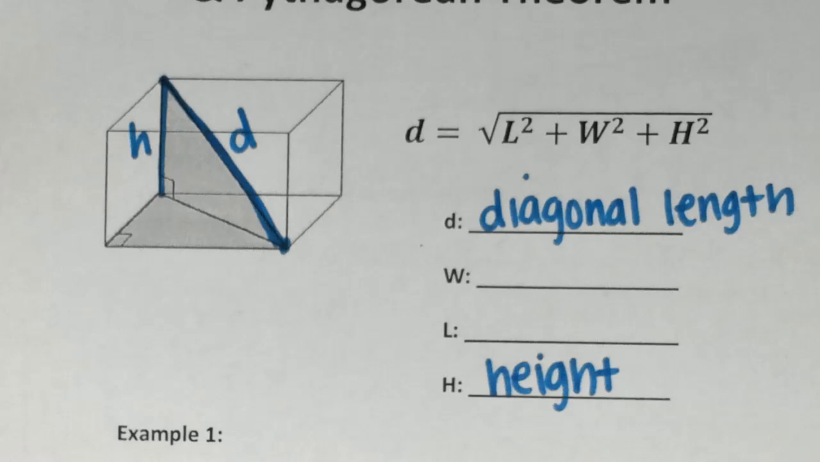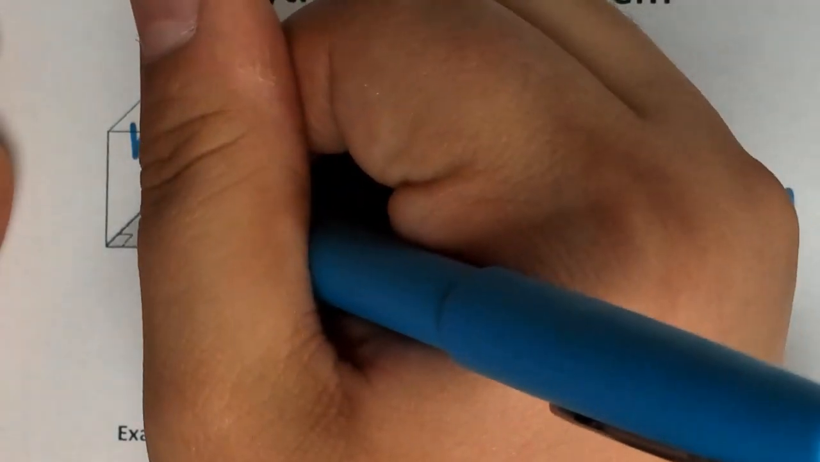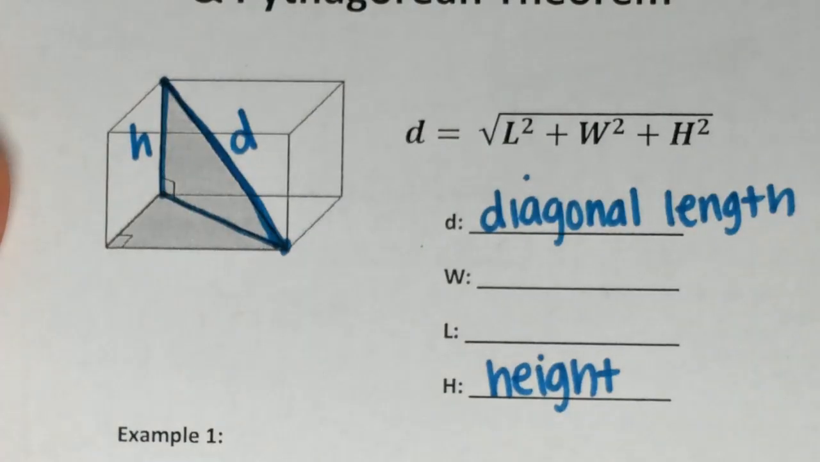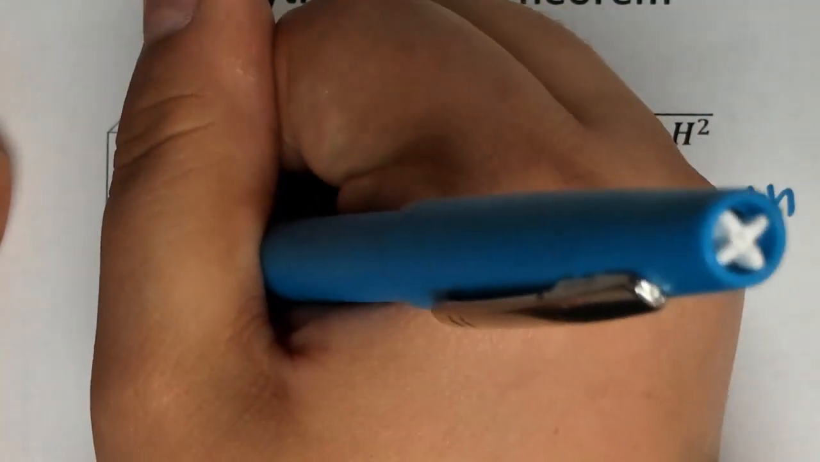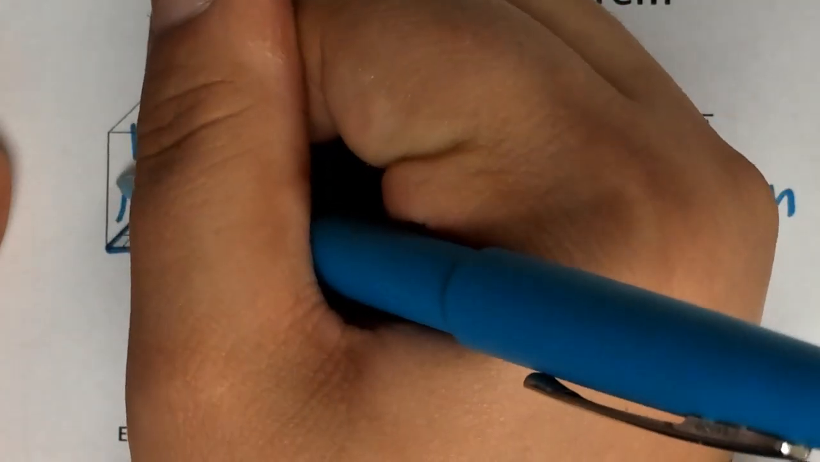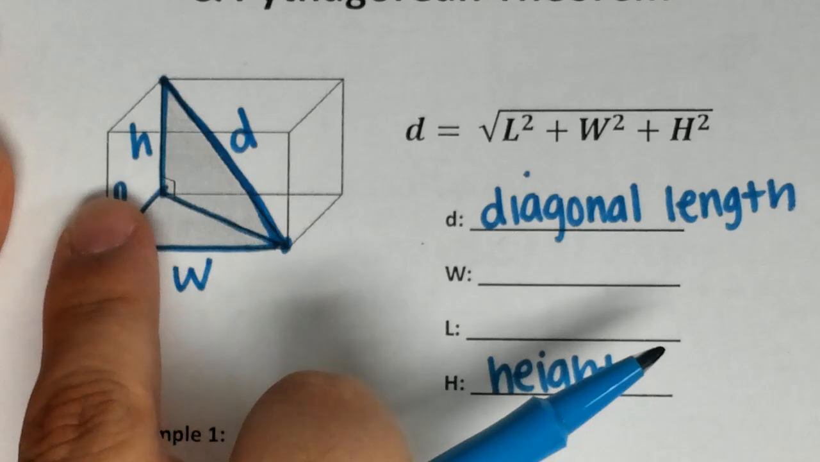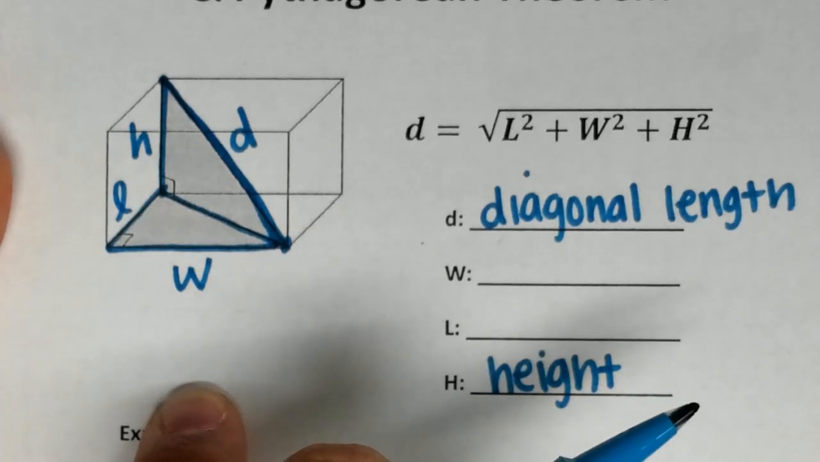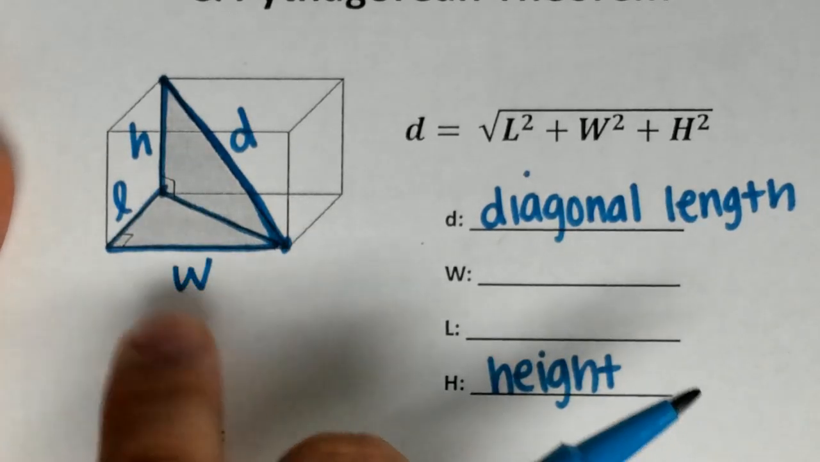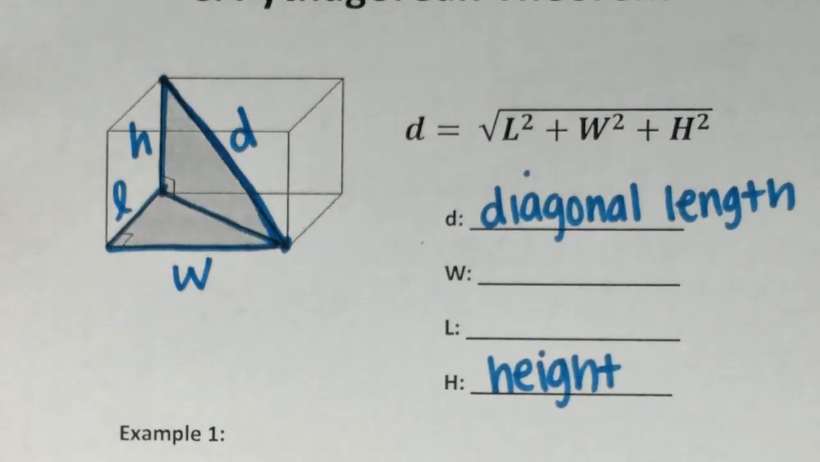Now, in order to find D and to do Pythagorean theorem, wouldn't I have to know the diagonal of the bottom? Do I know the diagonal of the bottom? No. But what do I probably know about this box? I know that the width is this length, and I know that this is the length. And what could I do with my width and my length? It doesn't matter which one's the width, which one's the length. But what could I do with them to figure out the diagonal of the bottom? Not multiply. I could do what?